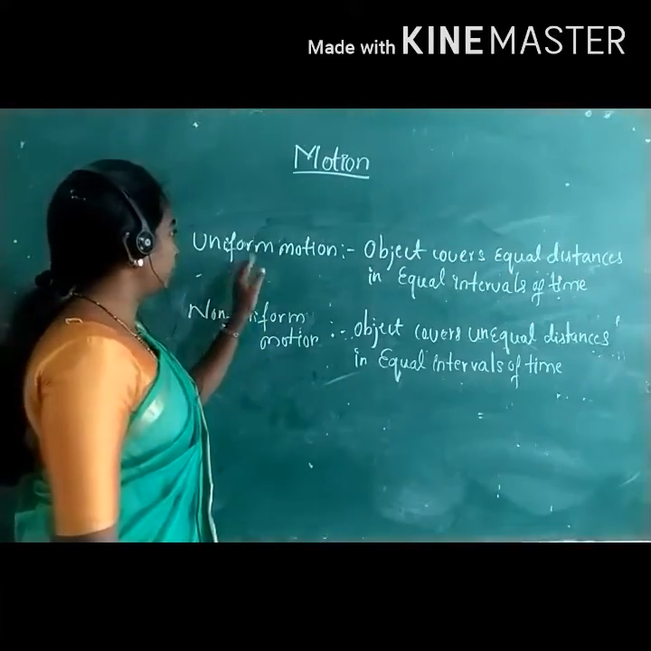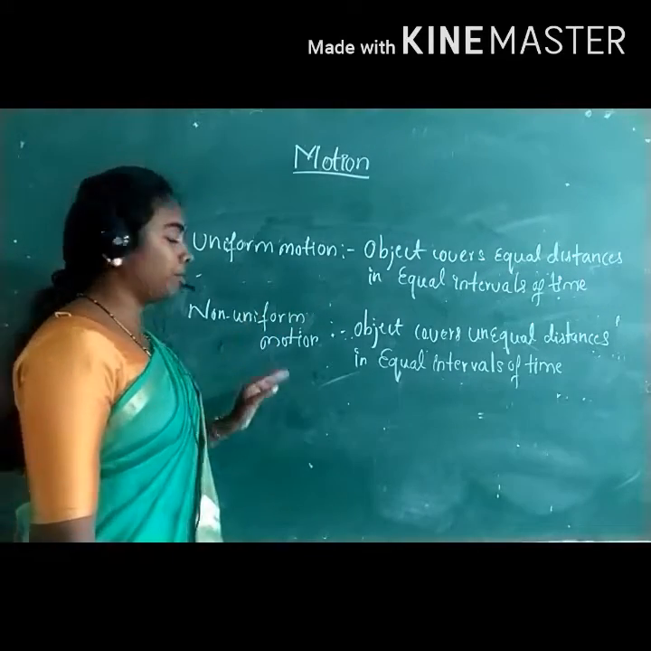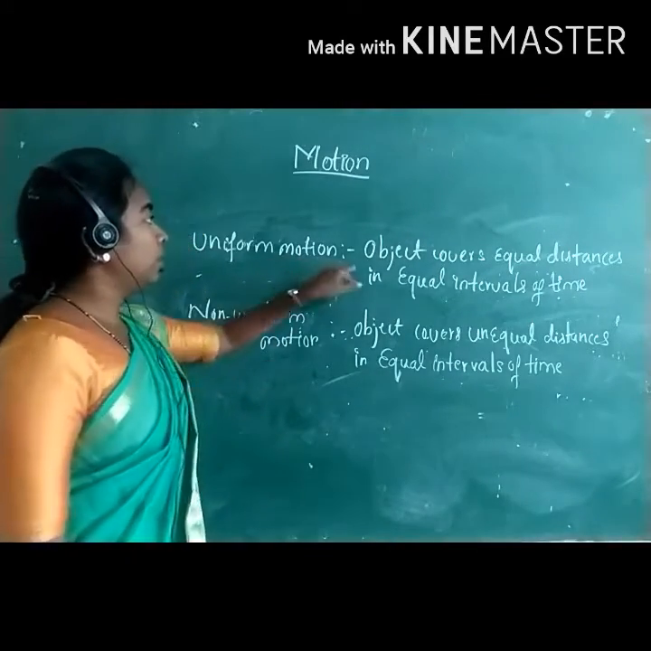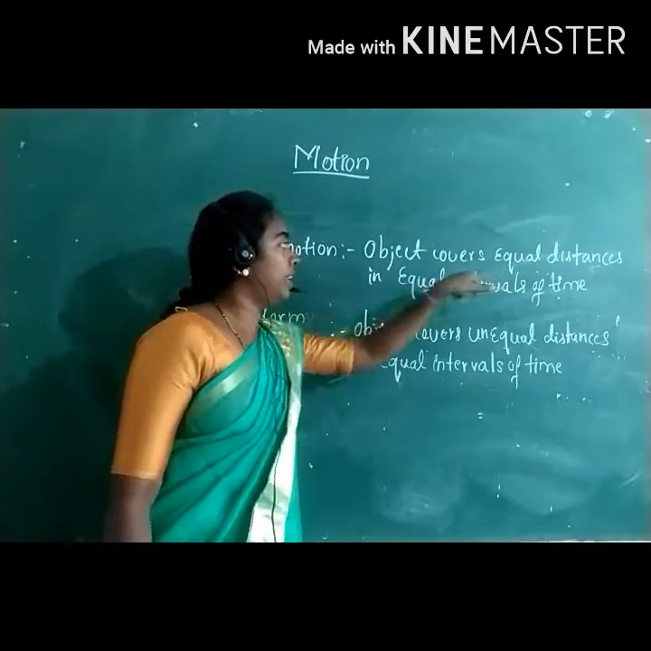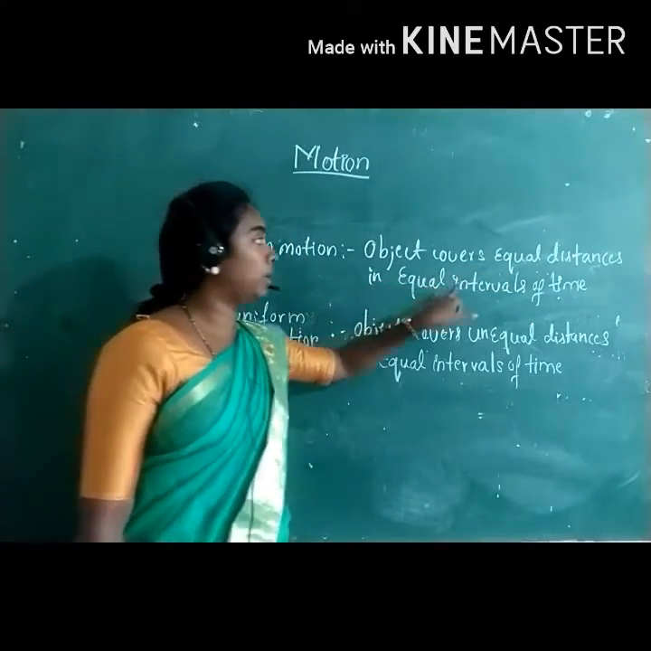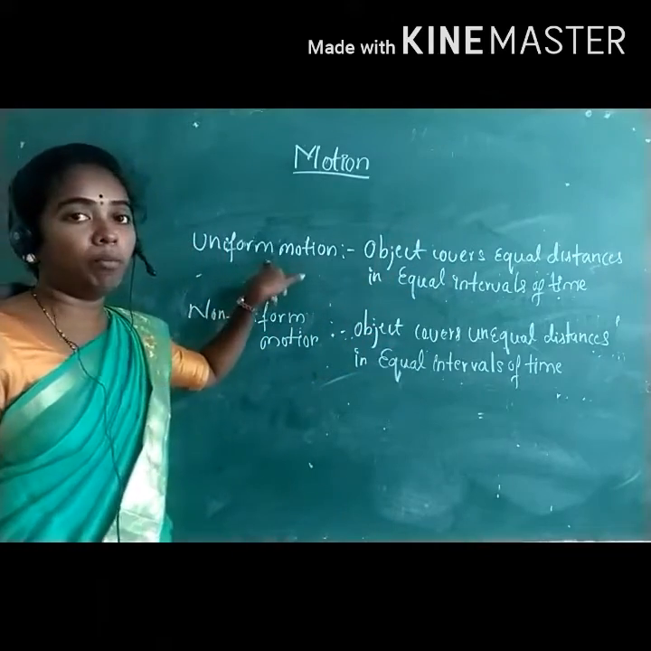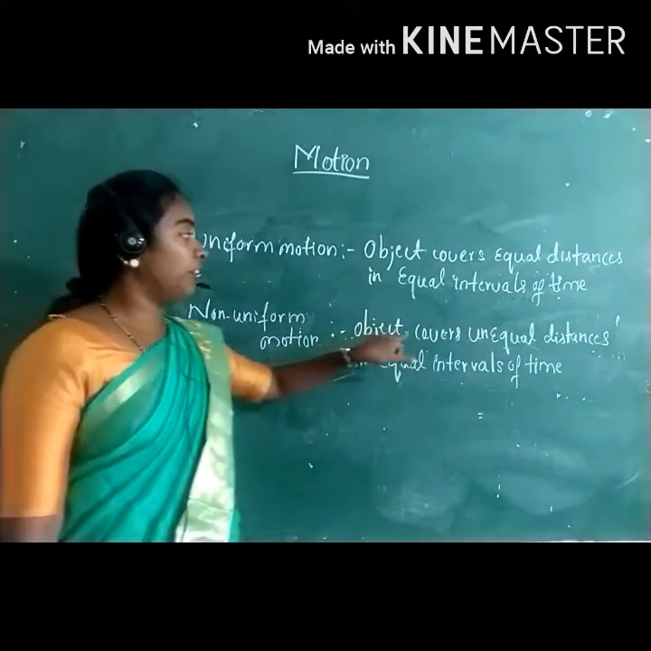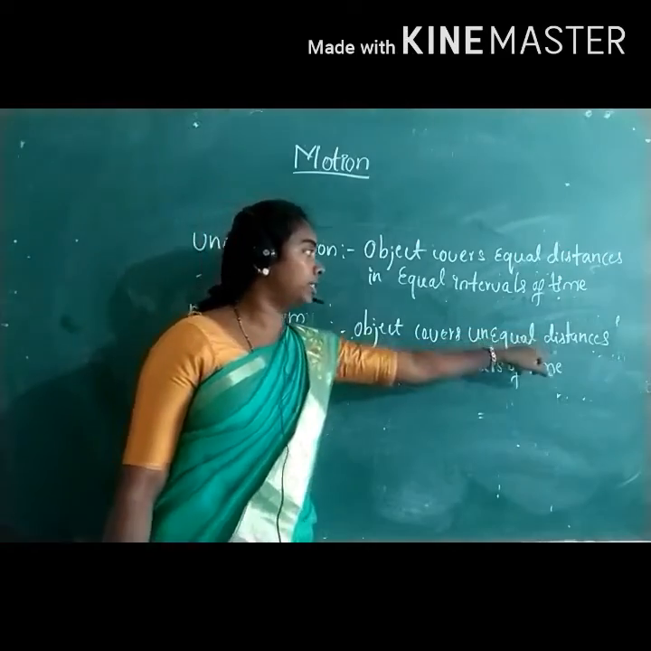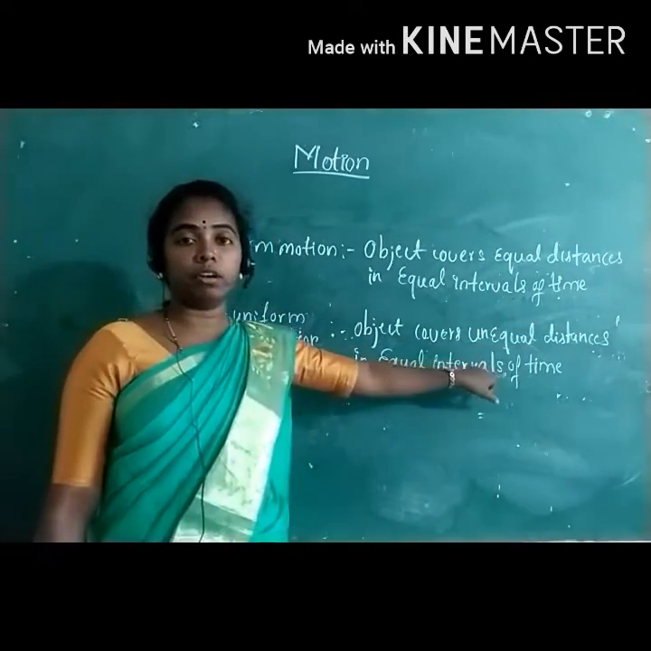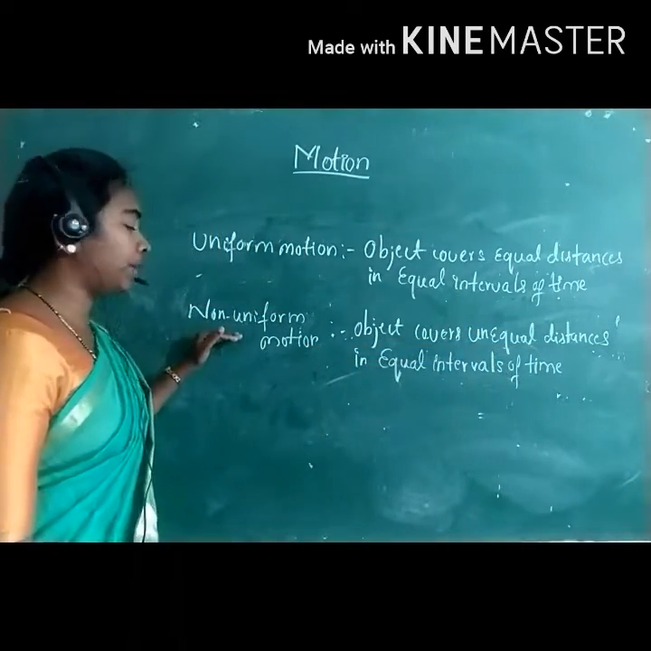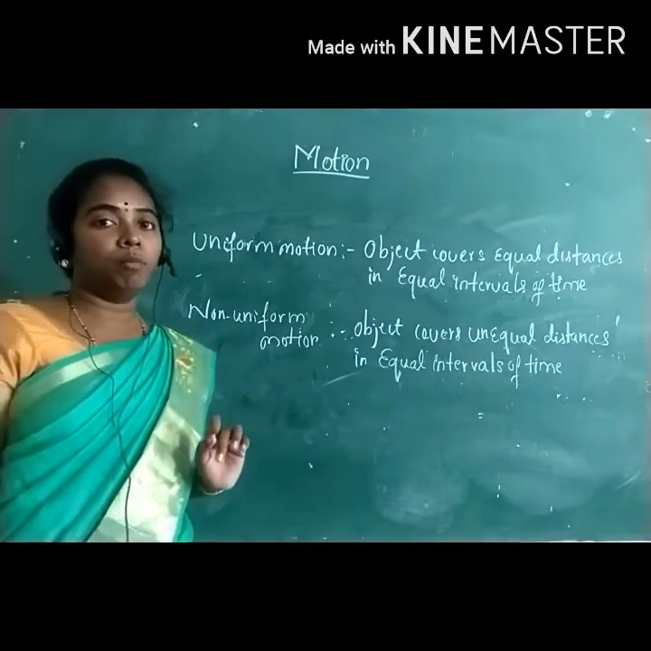Let us know what is uniform motion and what is non-uniform motion. Here, if an object covers equal distances in equal intervals of time, then the object is said to have uniform motion. Whereas if it covers unequal distances in equal intervals of time, then the object is said to have non-uniform motion.